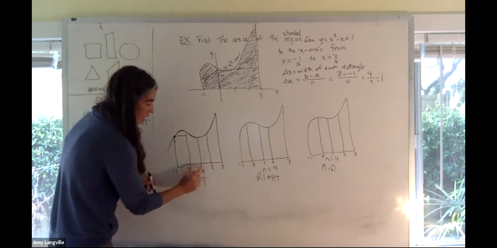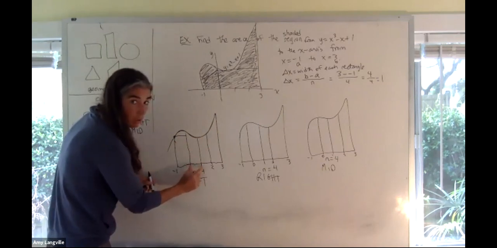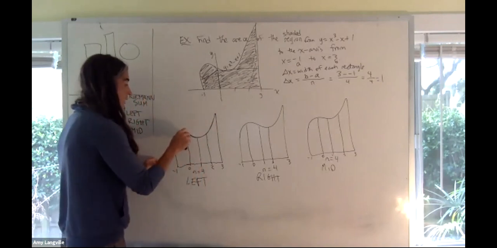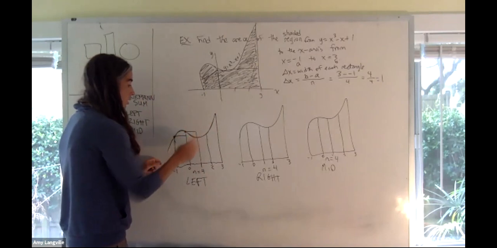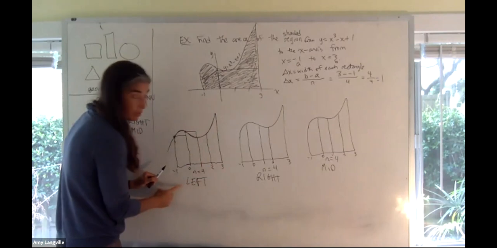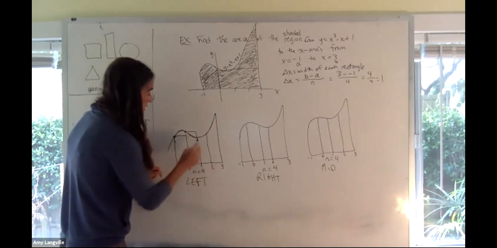Now the next one, I go to the left side of this next subinterval. That's this part over here with my thumb. I go up to the function there. That becomes the height of that next rectangle. The third one, go to the left side because I'm doing the left rule. That becomes the height.